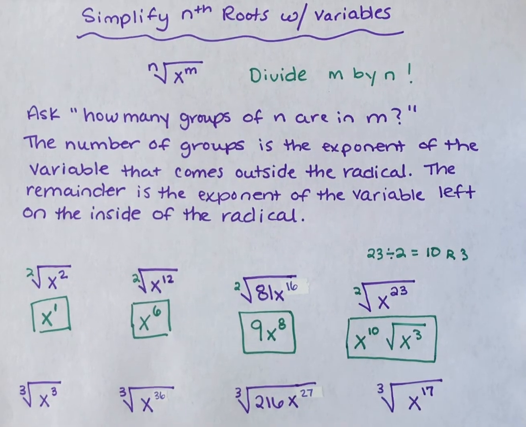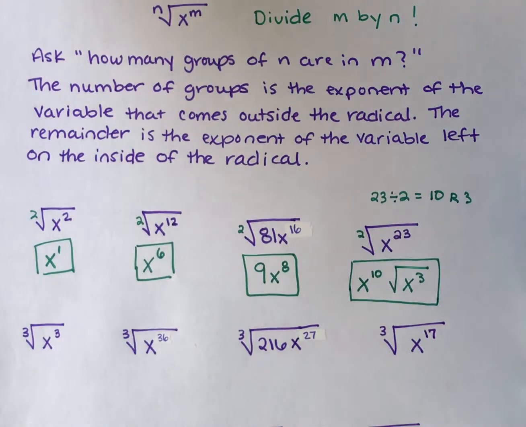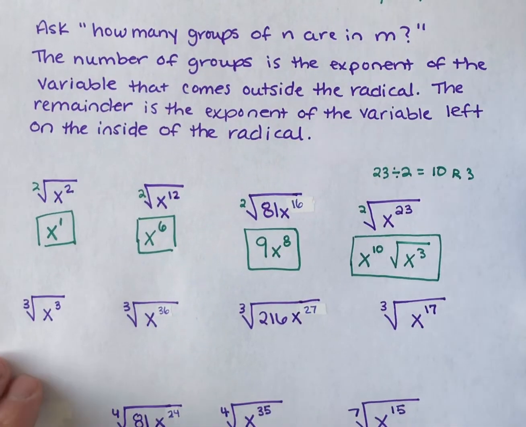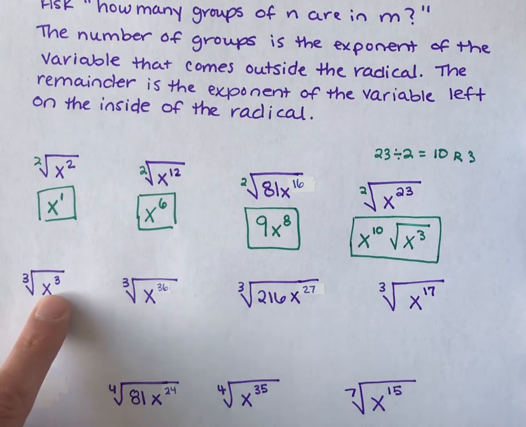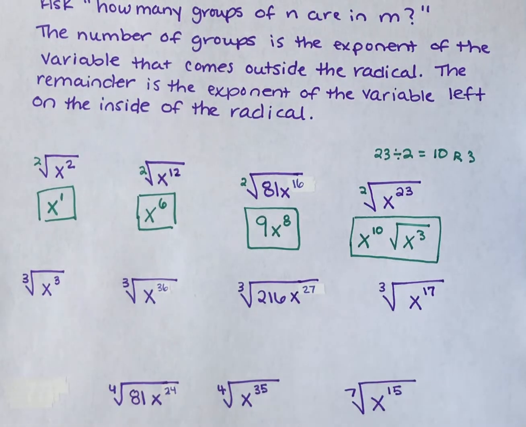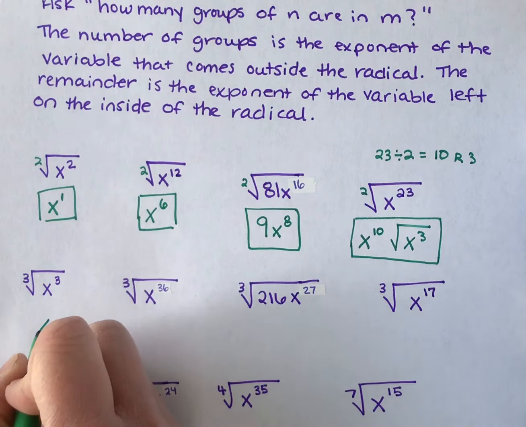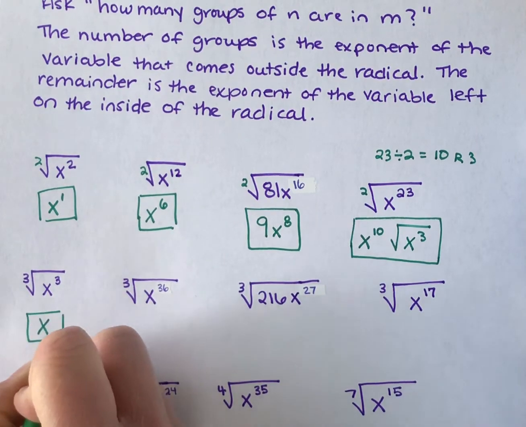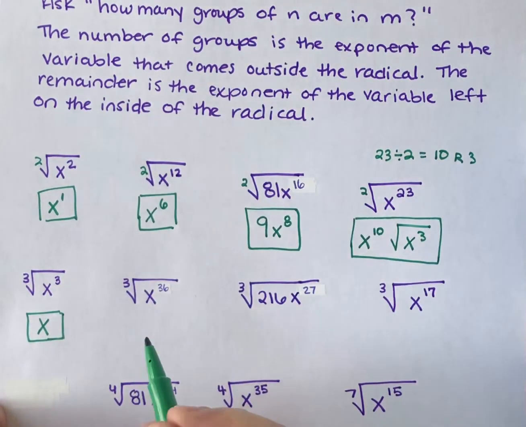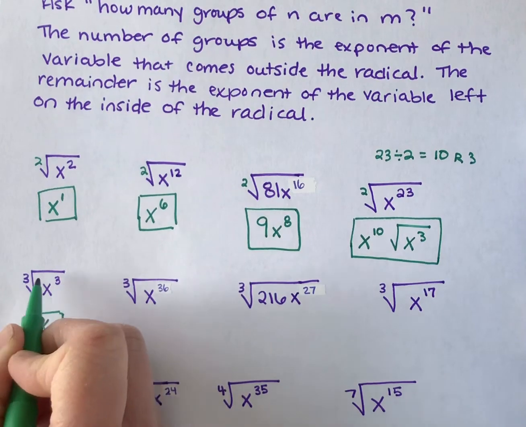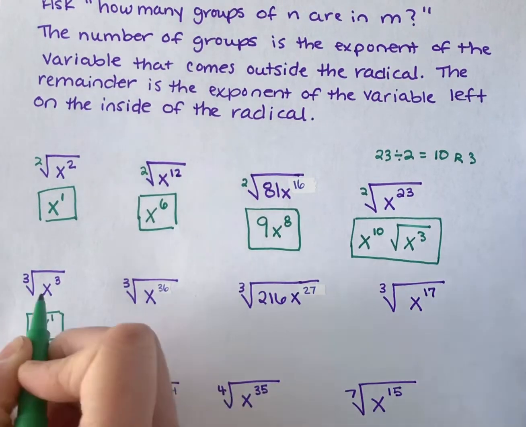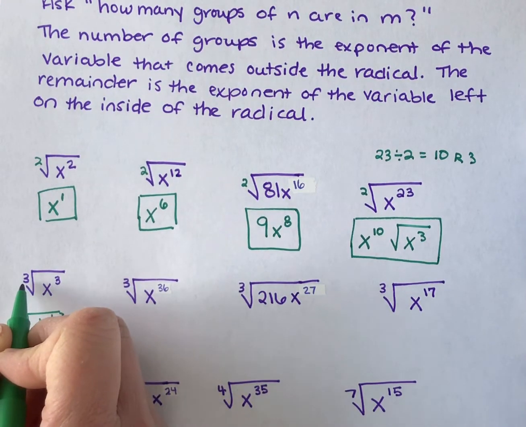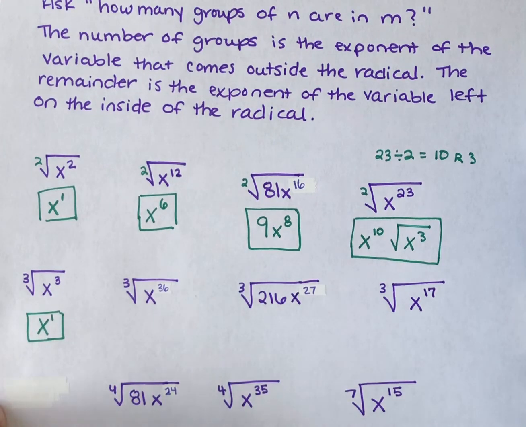Okay, if I look at my cube roots, the cube root of x to the 3rd, well, we kind of already know that one too because we did perfect cube factoring last chapter, right? The cube root of x to the 3rd, you guys would always tell me, well, that's just x. And again, if I use my rule, 3 divided by 3 is 1. Or how many groups of 3 can you make from 3? Just 1.